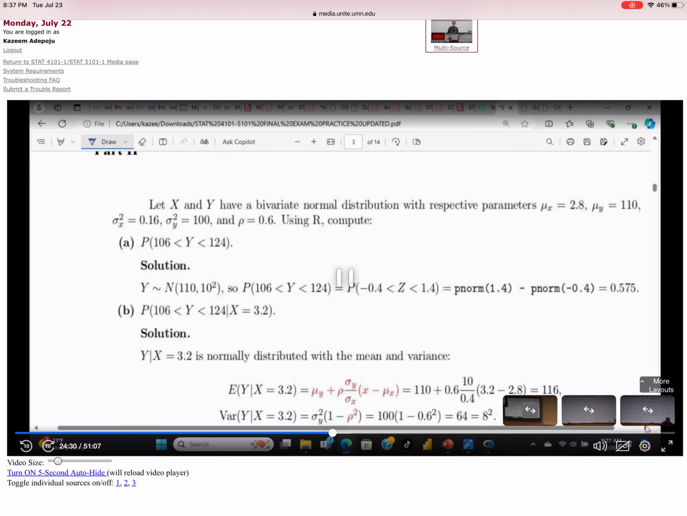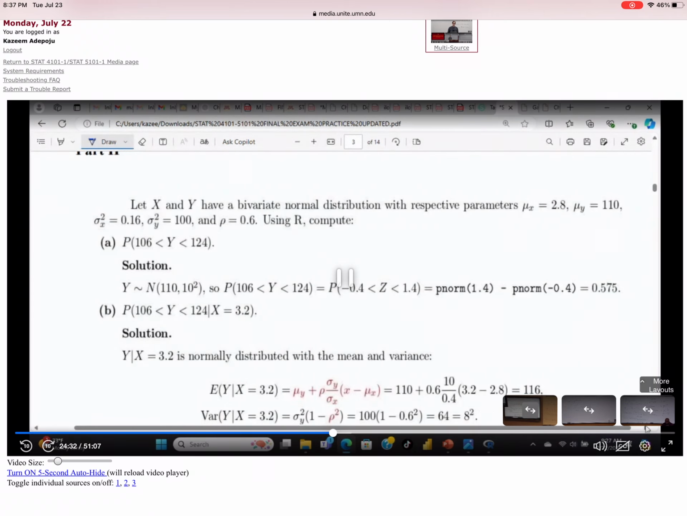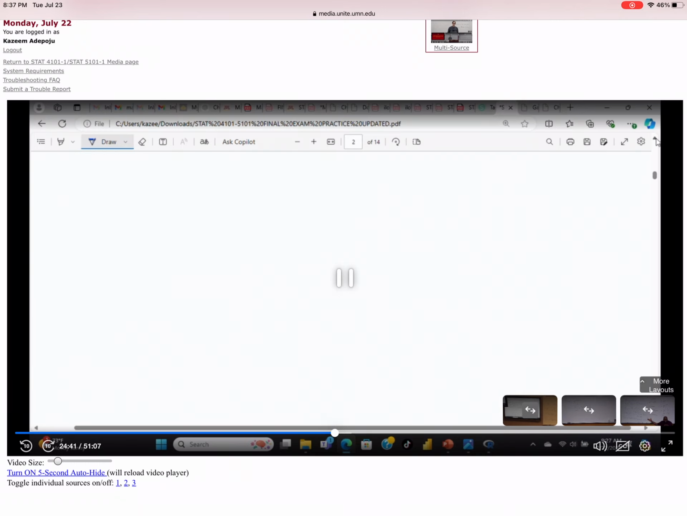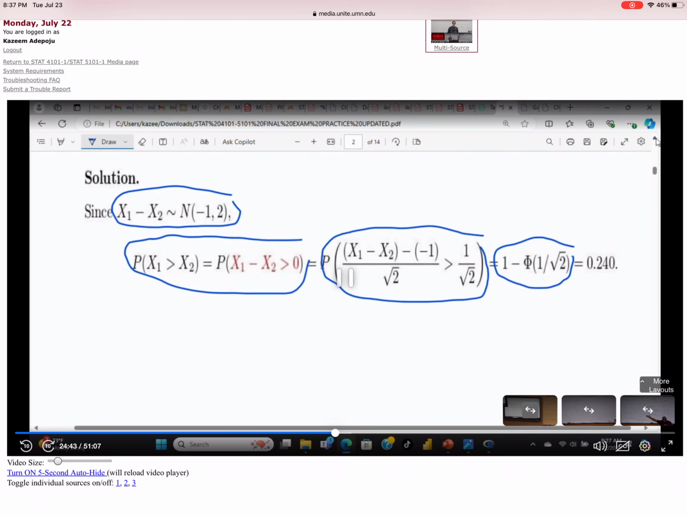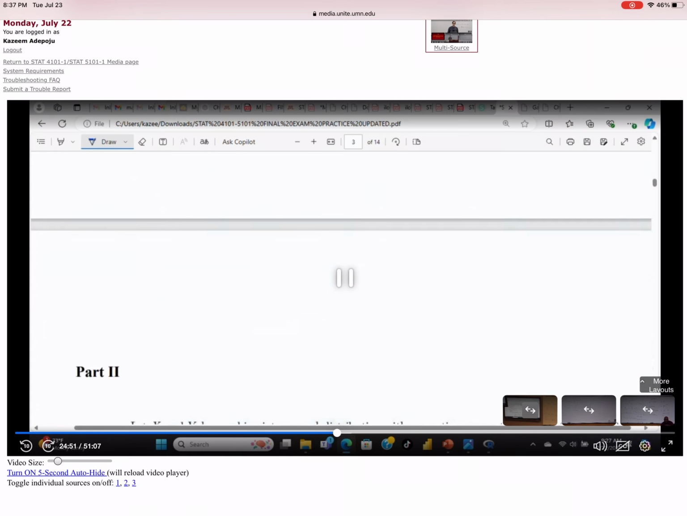Now, take a look at it. Let X, Y... I'm confirming to you one of the problems in the exam centered on something that looked like this. So it's still going to be on normal. Of course, it's not going to be the same values. You get what I mean? And in part 2, it's also going to look like stuff like that.